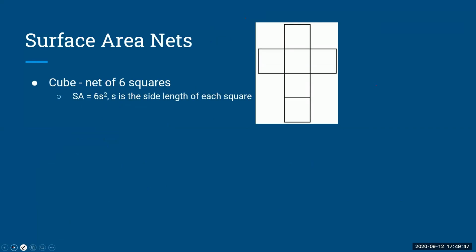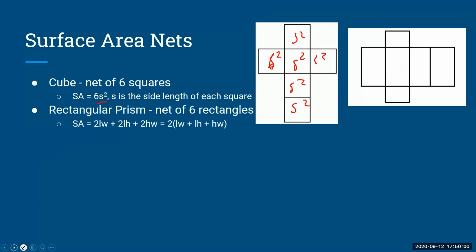So there you go. Like I said, now I have a cube, 6 times s squared, because there's 6 squares. So s squared, 6 times. This one, I'm not going to write this out, but yes, this one's 2 times length times width. So that's one rectangle. 2 times length times height, it's another rectangle. And 2 times the height times width.